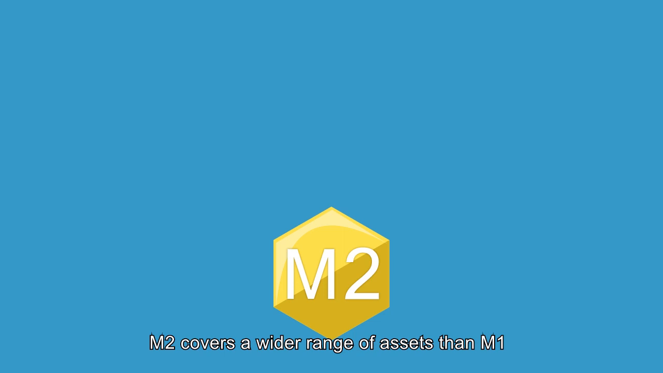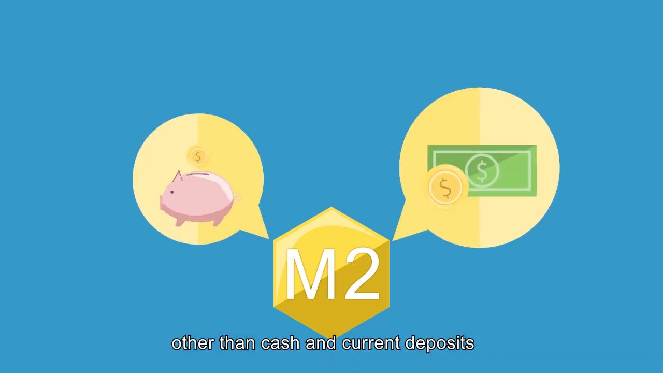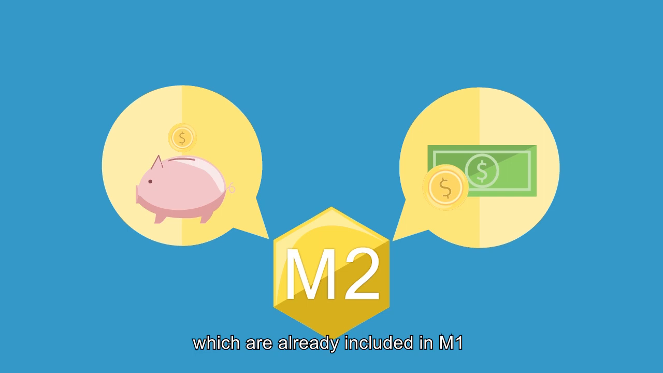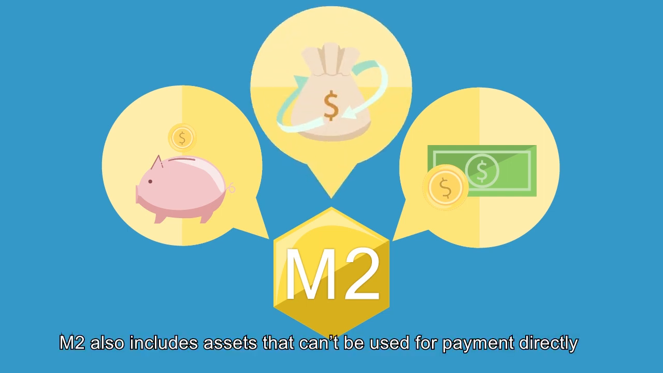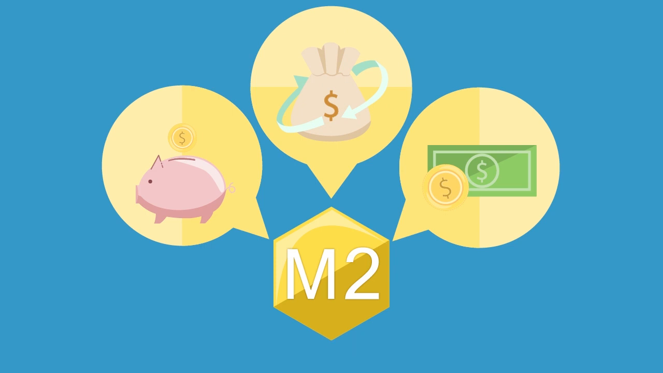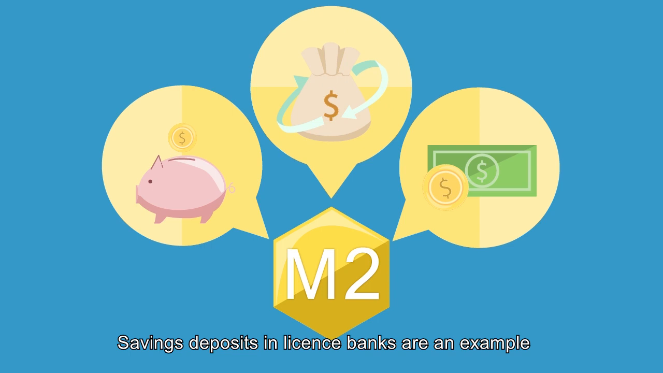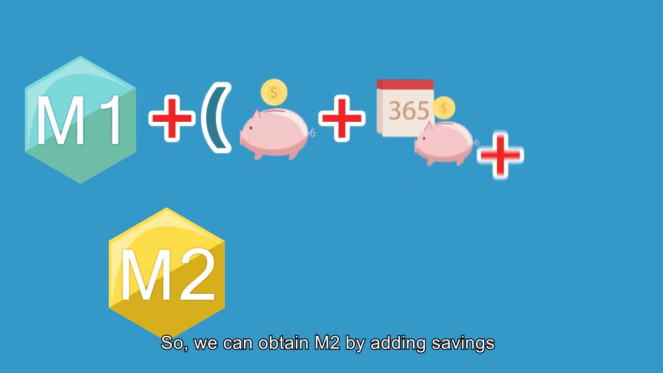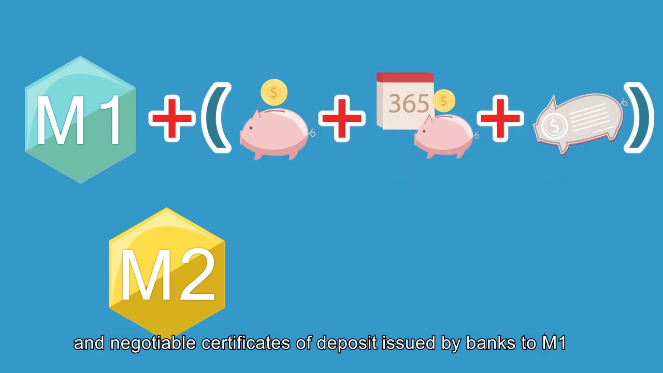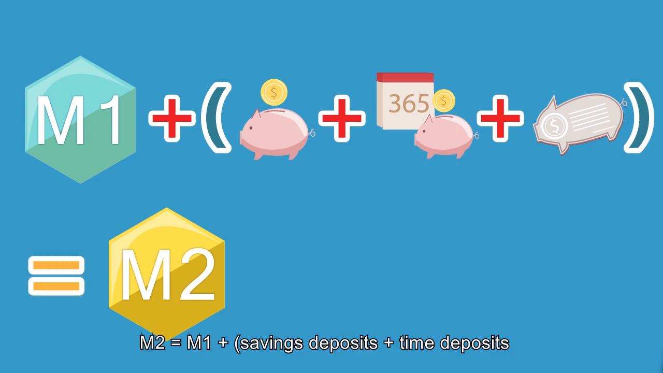M2 covers a wider range of assets than M1. Other than cash and current deposits, which are already included in M1, M2 also includes assets that can't be used for payment directly, but can be easily converted to M1. Savings deposits in licensed banks are an example. So, we can obtain M2 by adding savings and time deposits with banks and negotiable certificates of deposit issued by banks to M1. M2 equals M1 plus savings deposits plus time deposits plus negotiable certificates of deposit.